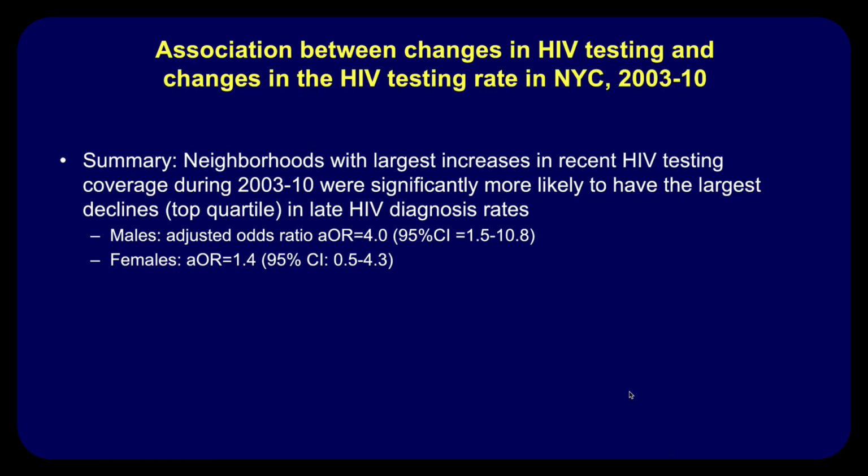And of course, we went on to do some multivariate models at the neighborhood level, showing that the neighborhoods with the largest increases in HIV testing coverage during that time period were significantly more likely to have the largest declines in the late HIV diagnosis rates. And interestingly, the association was stronger and more significant for males and not so much for females.